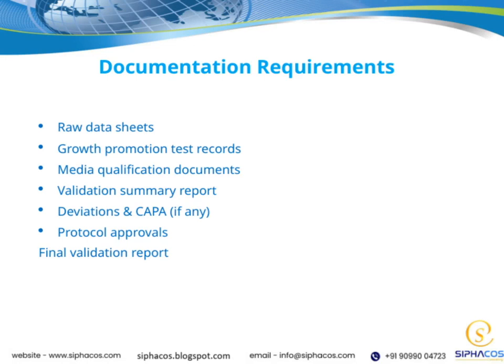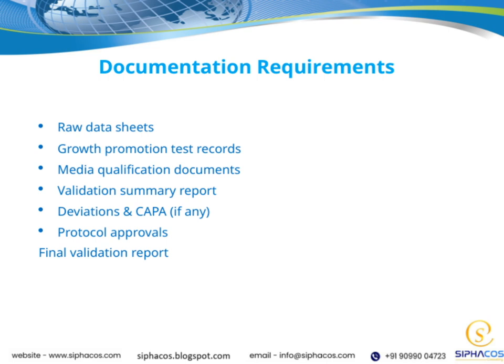First, we have the raw data sheets, which are the foundational records of all the experiments and observations we've collected during the process. These sheets are crucial because they provide the detailed evidence supporting our results. Next are the growth promotion test records, which verify that our media and conditions are suitable for microbial growth, ensuring our testing environment is valid. Then, we have the media qualification documents. These confirm that our media meet the required standards and are appropriate for the tests we're performing.